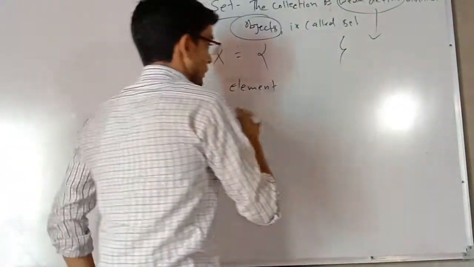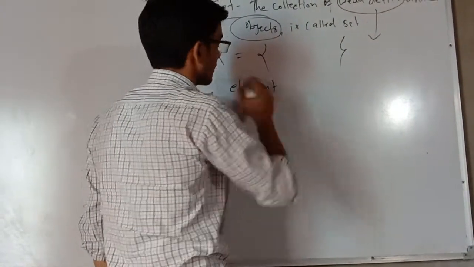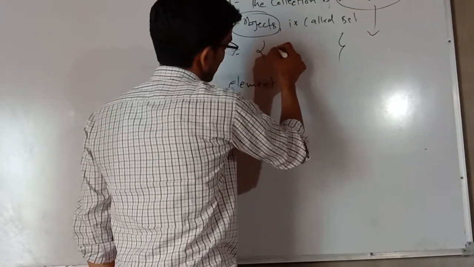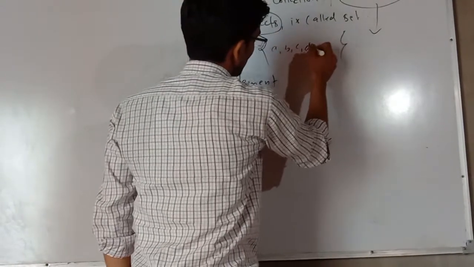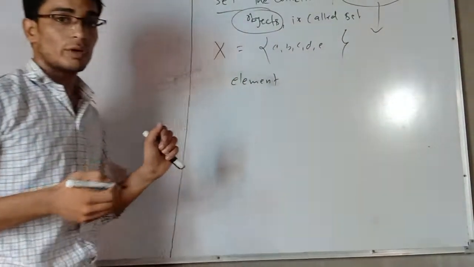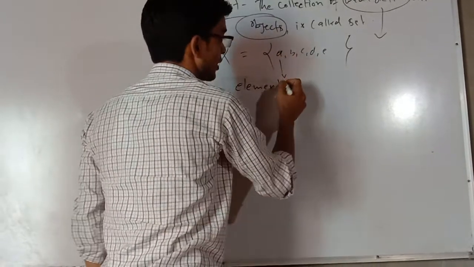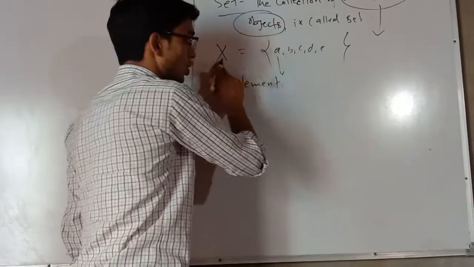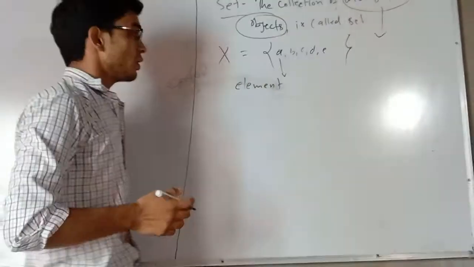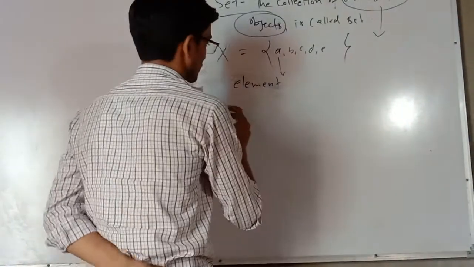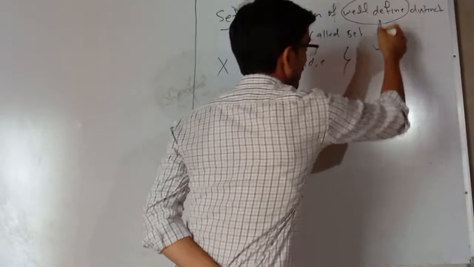Suppose now we write a set. Suppose I will write a set: a, b, c, d, e. So this is a set, and here a is an element of x, b is an element of x, and so on. Now I will tell you the meaning of well-defined.